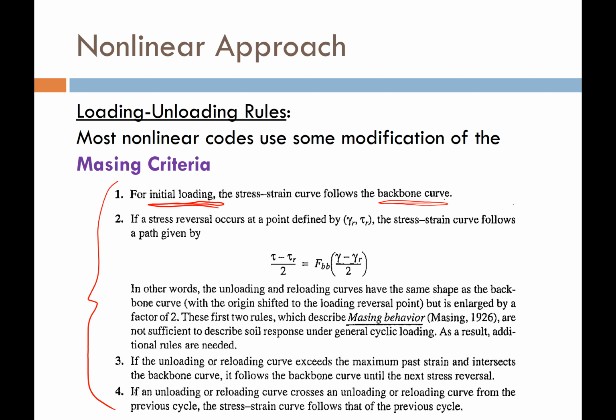And then if the unloading or reloading curve is going to exceed the maximum past strain and intersects the backbone curve, then it's going to follow the backbone curve again. So once we get into virgin strain territory, then it's back to the backbone curve. And then finally, if the unloading and reloading curve crosses an unloading or reloading curve from the previous cycle, the stress strain curve will follow that from the previous cycle.